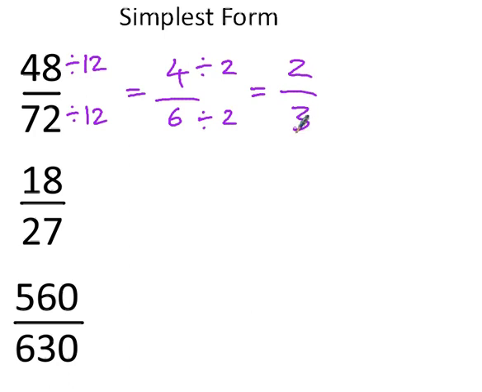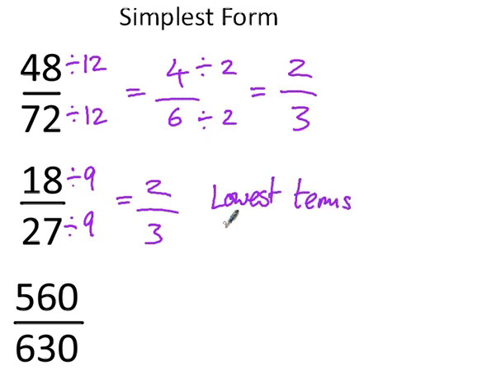Okay, so always try and go for the biggest factor you can think of, because it will just get you to the simplest form much quicker. Okay, so with that advice in mind, the biggest number that I can think of that goes into 18 and 27 is 9. And I get 2 over 3. Right, we've seen 2/3 before. We know we can't simplify any further. So that is 18 over 27 in lowest terms, or simplest form. 560 over 630.